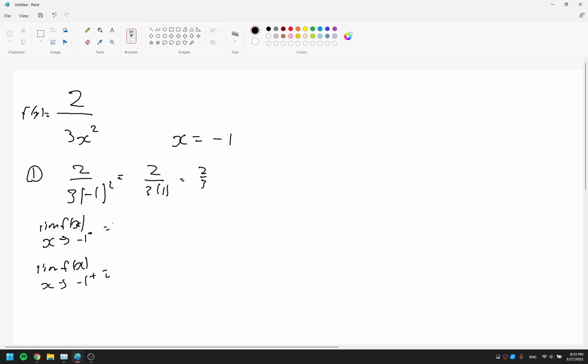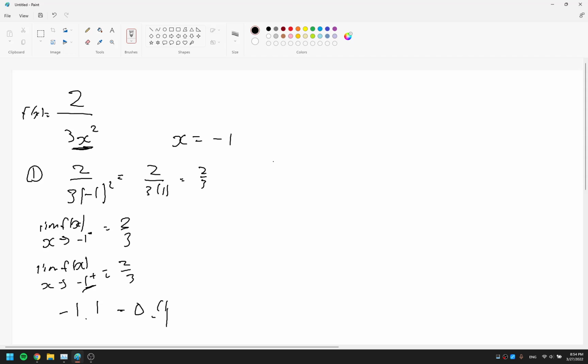Let's plug in a number barely smaller than -1, like -1.1. If you do that, it's still going to approach 2 over 3, because we squared this, so it doesn't matter what type of number we put in here, it's always going to be positive, so it's going to approach the same number. And for the other side we can put something like -0.9. Yeah, you get the point. So 2 over 3, 2 over 3.